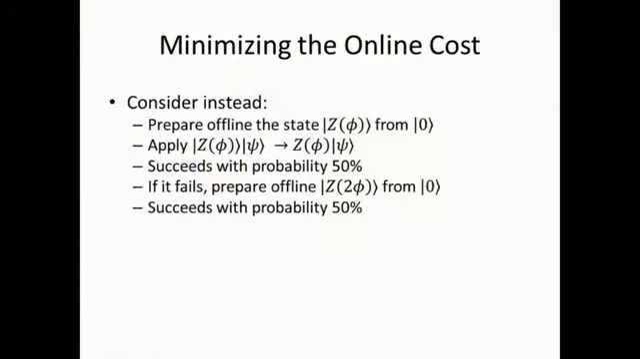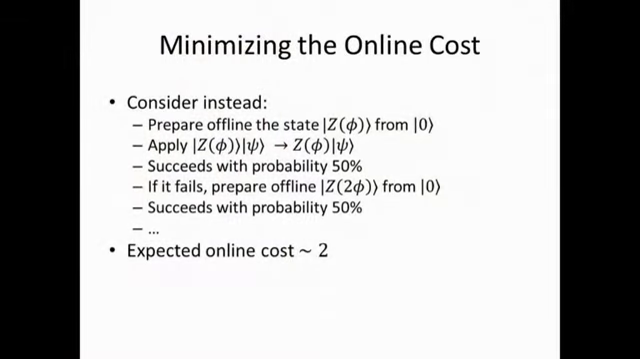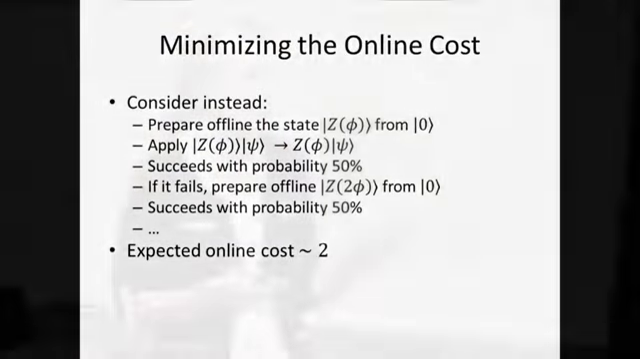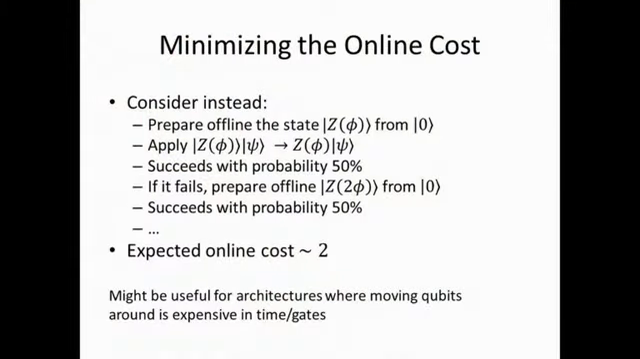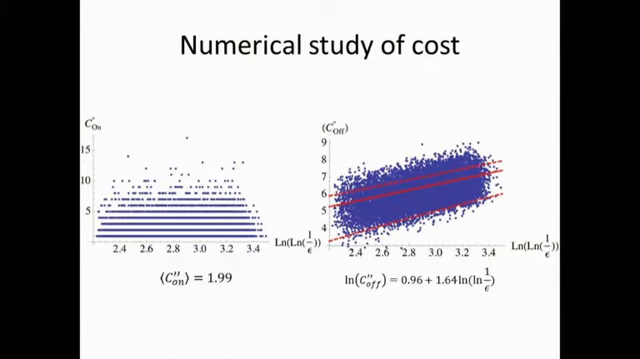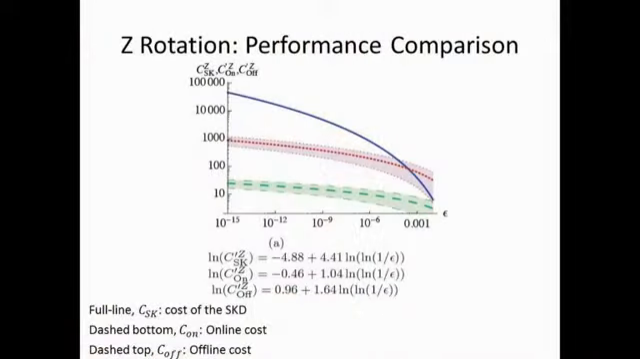So this is what I just said in words. The expected online cost goes to 2. So this is 2 steps, purely. Now the expected online cost is 2. Sometimes it obviously takes more. And then the offline cost is going to remain C equal to 1.64.